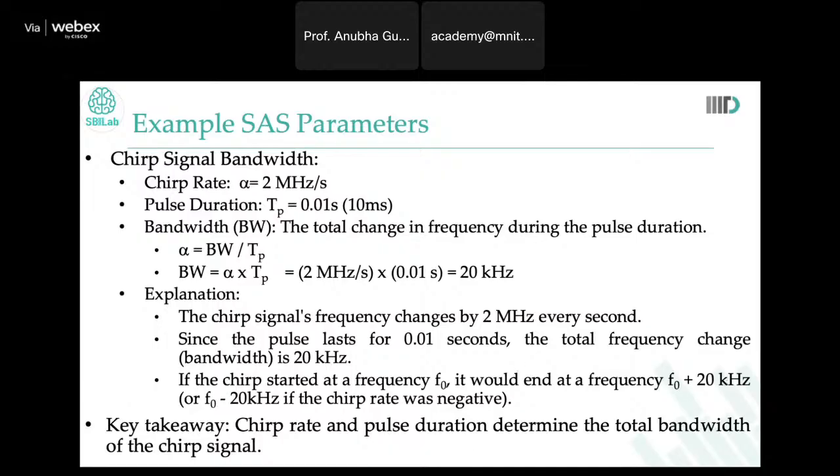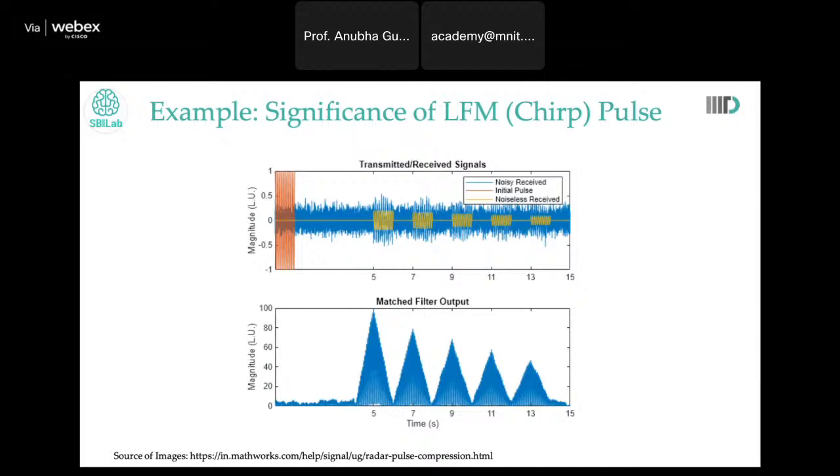If the chirp rate was negative, you can say that I am starting from F0 but ending at F0 minus 20 kilohertz. So the key takeaway is that chirp rate and pulse duration determine the total bandwidth of the chirp signal. This is important: one is your chirp rate and another is your pulse duration. Together they determine the total bandwidth of your chirp signal. And this becomes important when we talk about pulse compression, as we'll see.